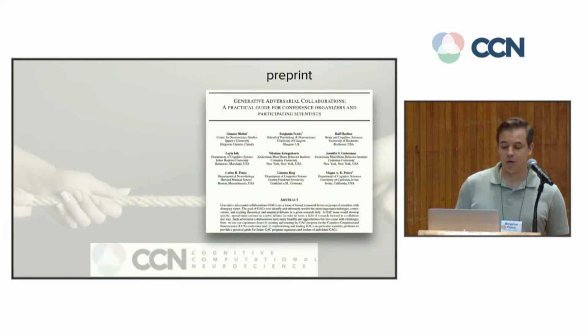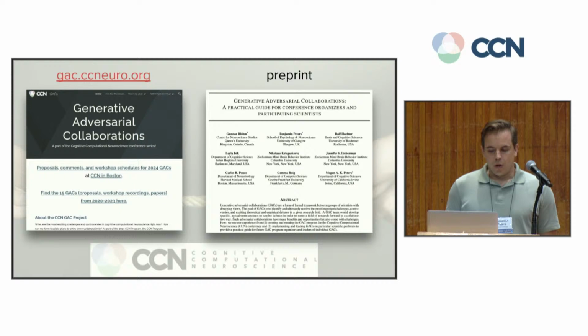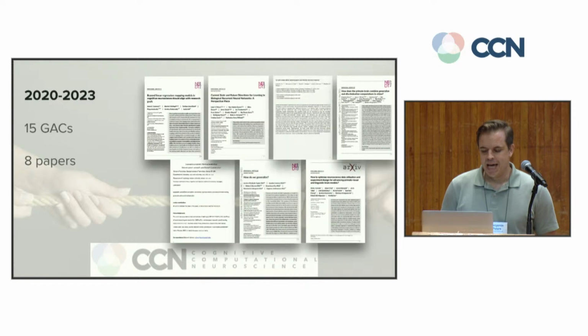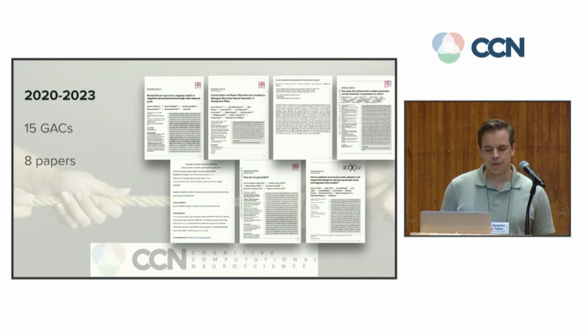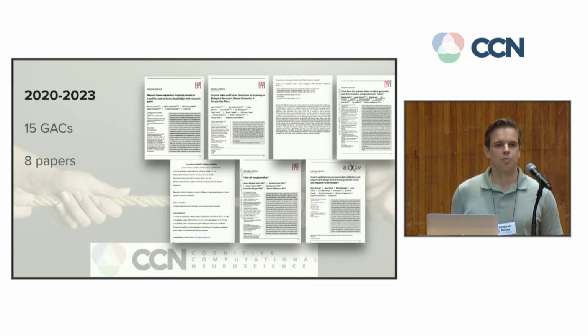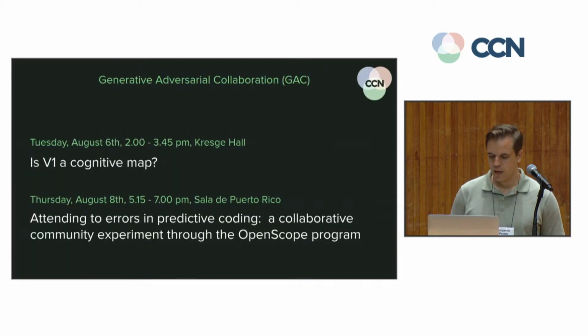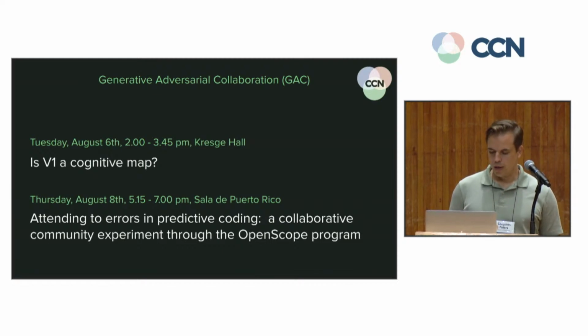If you want to read more about this, we just recently put out a preprint on the GACs in CCN and the experience. You can also go to gac.ccneuro.org and browse this and see what we have done already. In the 4 years since, we have 15 GACs. There are now 8 papers on these GACs, and you can read them. For each of the GAC workshops, there's a recording you can watch, and that's a very valuable resource. This year, we have 2 GACs. One is here, V1, a Cognitive Map? And on Thursday, we have Attending to Errors in Predictive Coding, a collaborative community experiment through the Open Scope program.